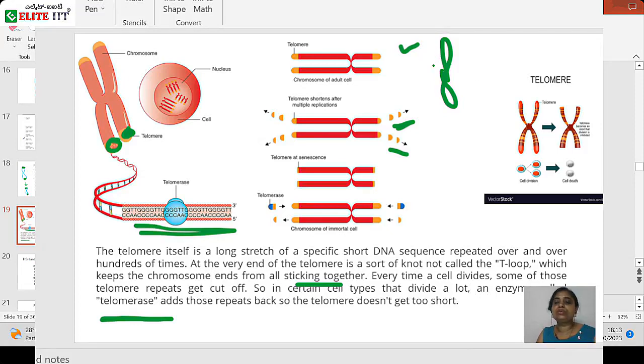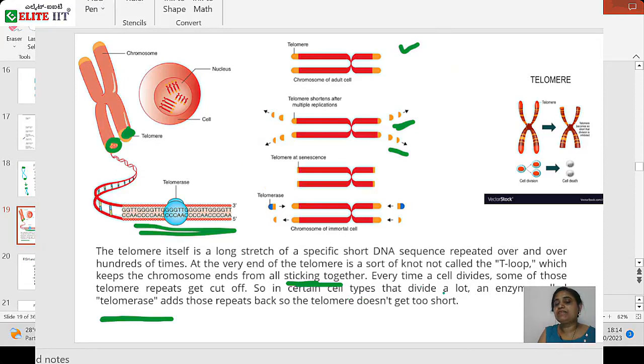So in order to control that, telomere is there in order to restrict the sticking together. The telomere region is there. Now every time a cell divides, some of those telomere repeats get cut off, as I told you.